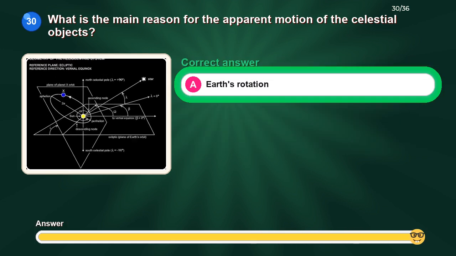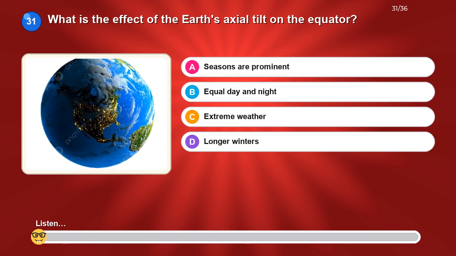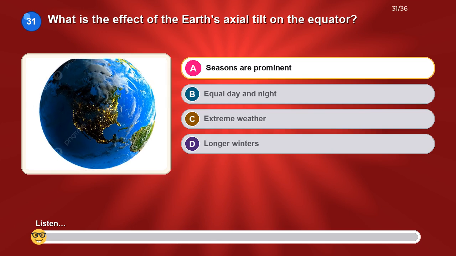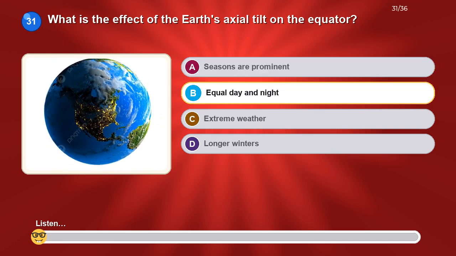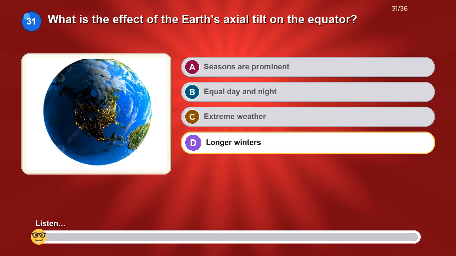The correct answer is, Earth's rotation. What is the effect of the Earth's axial tilt on the equator? Option A. Seasons are prominent. Option B. Equal day and night. Option C. Extreme weather. Option D. Longer winters.